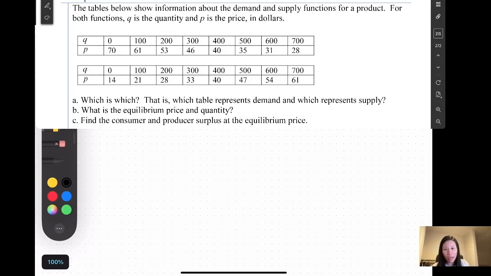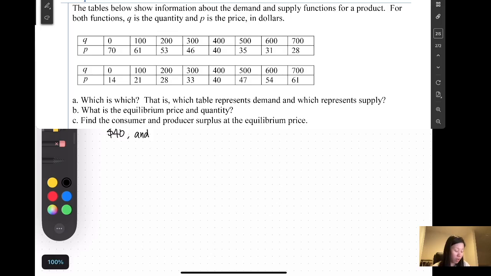Okay, so now from the table, what are the equilibrium price and quantity? The equilibrium price and quantity is when the supply equals the demand. So in this case, when the quantity equals 400, both the supply price and the demand price equal 40. So that means the equilibrium is at price 40 and the equilibrium quantity is 400, whatever unit it is.